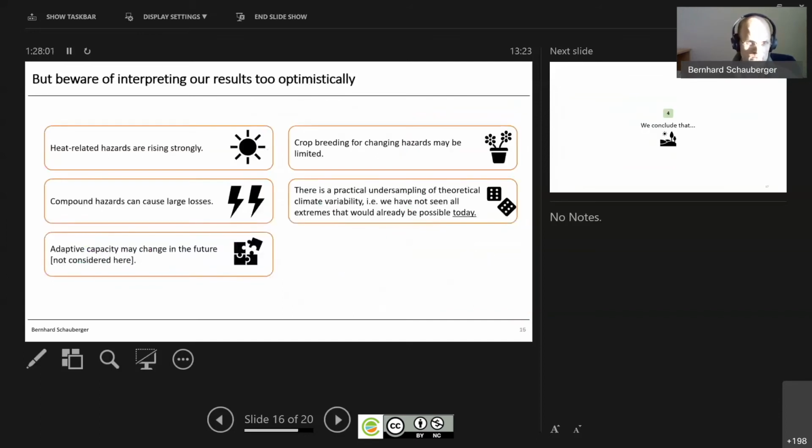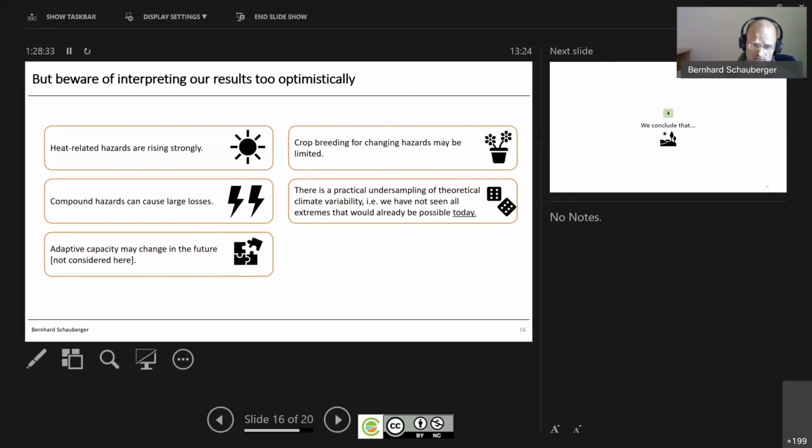So that could be taken as a good message, as a nice message. But I would say we should beware of interpreting our results too optimistically, because as we've seen before, heat-related hazards are rising strongly, and so they may change the picture completely, such that vulnerability has decreased from 1960s to 1990s, but then it rises again. And then compound hazards, so if there are 2 or more hazards occurring in one season, this may have large losses, so up to 50%.